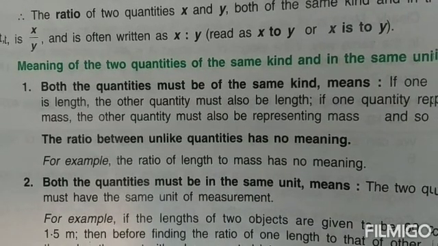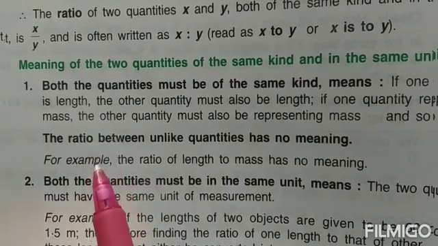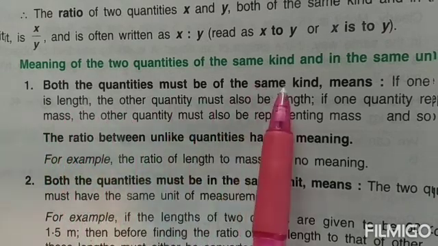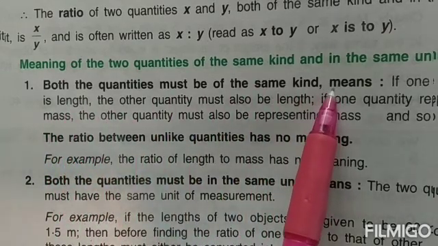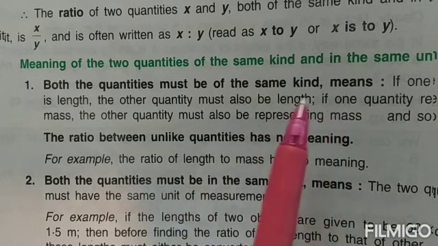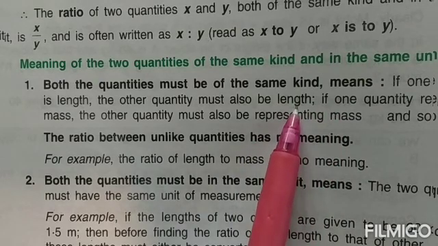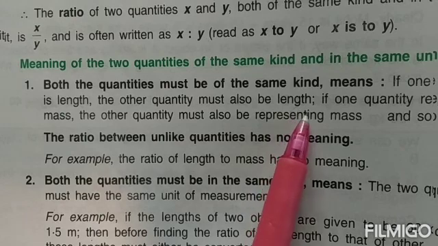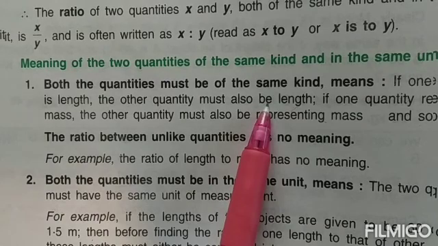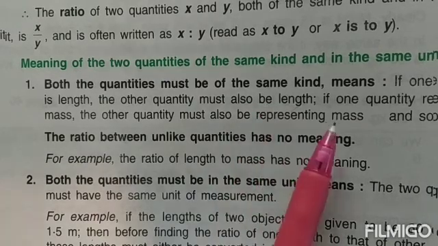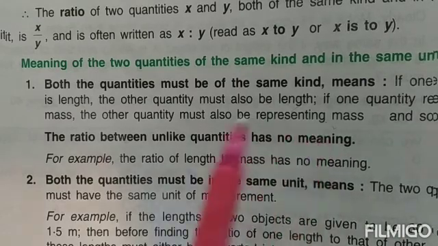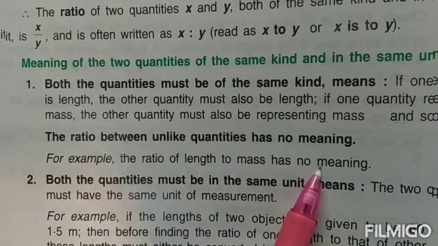Now children, the last thing to be kept in mind whenever we are calculating the ratio between two quantities is we need to make sure that both the quantities must be of the same kind. This means children, if we are calculating the ratio between the length, then both the quantities should be on length only. That means they should be describing the length. We cannot make a comparison between length and mass. That means we have taken one number to be the length, which is in centimeter, and the other number to be mass, which is in grams or kilograms. Then the comparison cannot be made. So the ratio between the unlike quantities has no meaning.